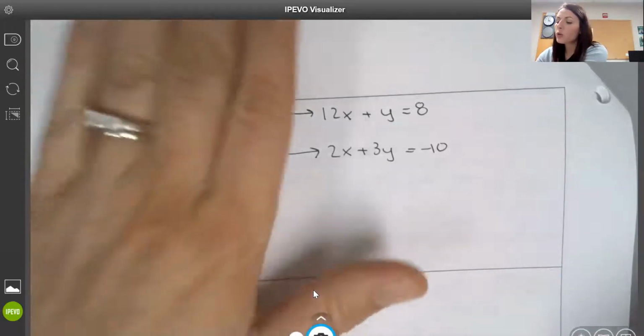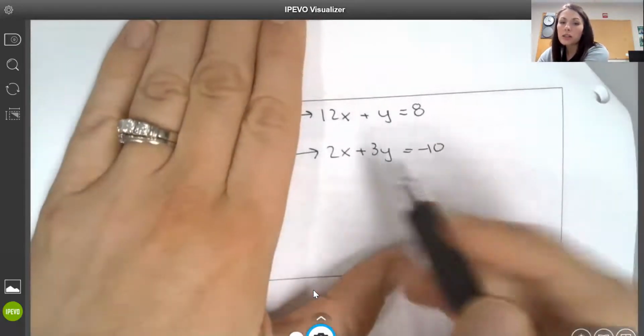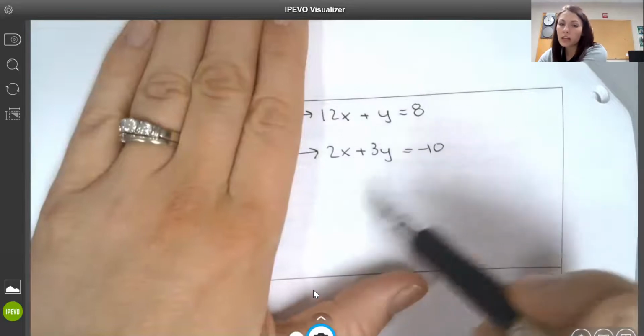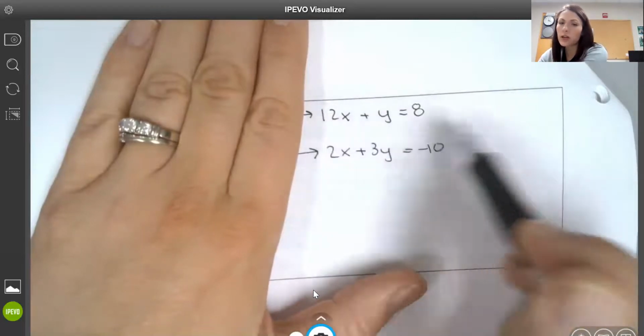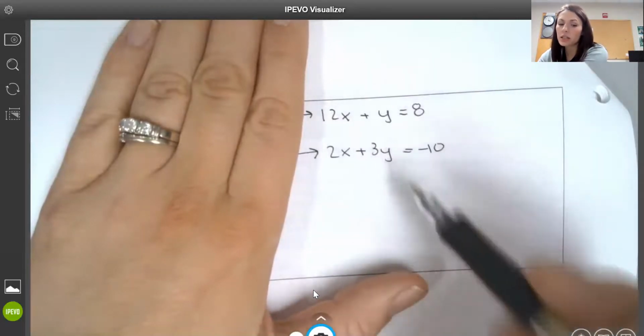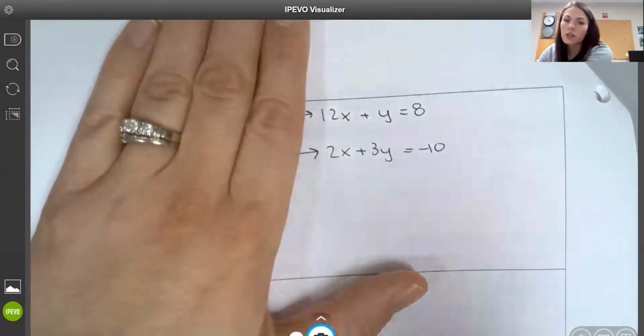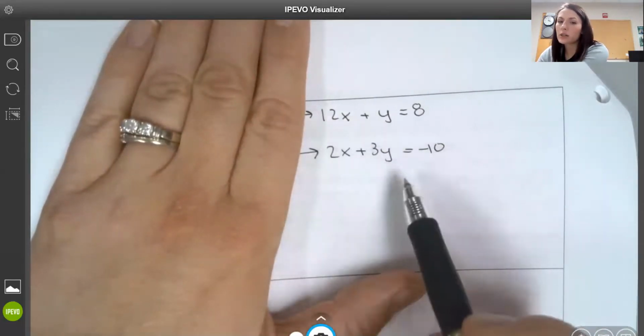So now I'm no longer looking at this system at all. This is the same system, I've just rewritten the way it looks. So I've cleared the fractions. The values of x and y that are going to work out here will be the same. I've just gotten rid of the fractions and revised these equations.